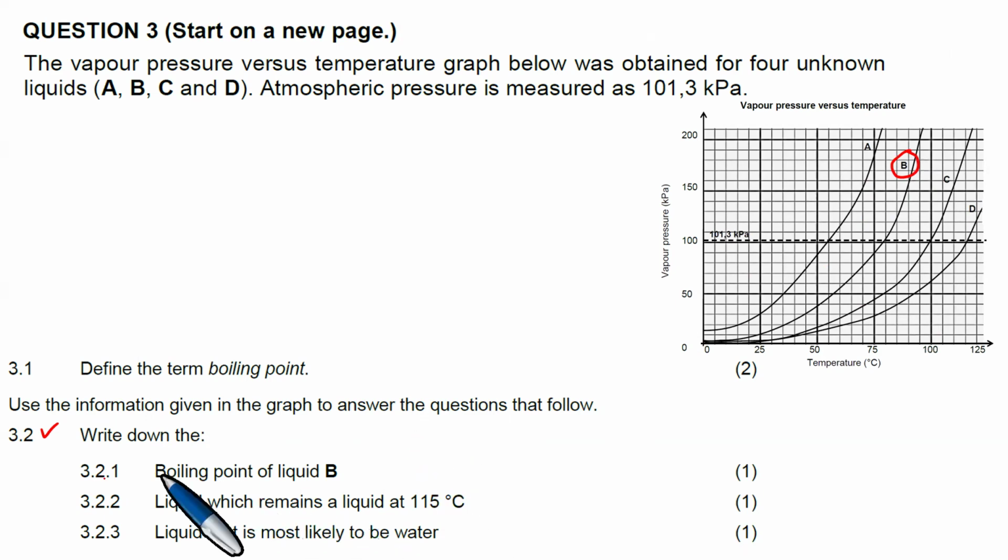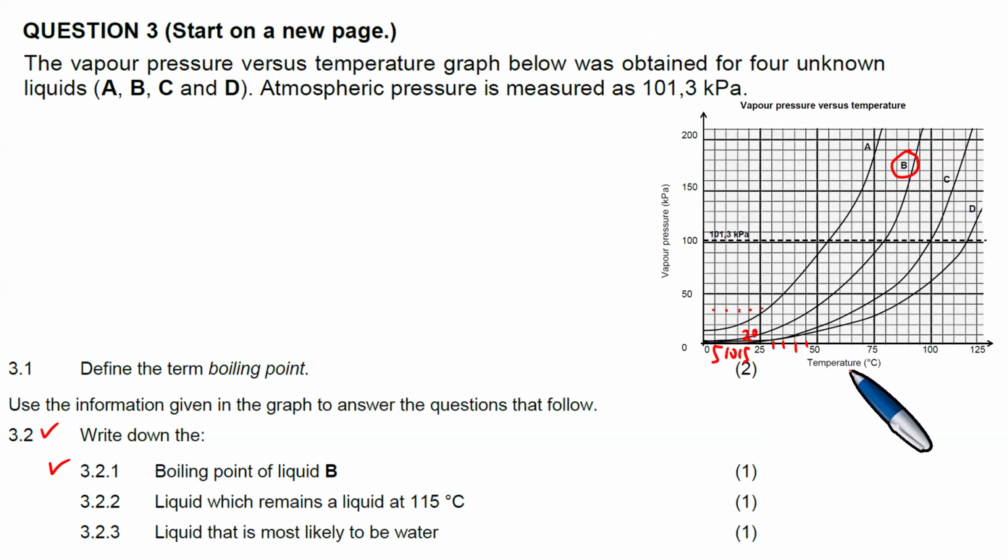Let's look at these together. We're looking at 3.2.1, the boiling point of liquid B. You can see its graph is like this, and it is obviously an increasing graph. One of the values here is 25. So this is 5, then 10, then 15, then 20, then 25. It's in steps of 5.